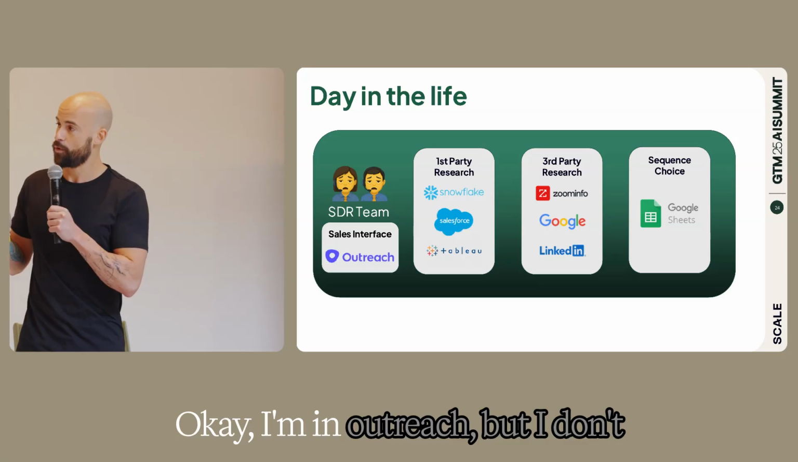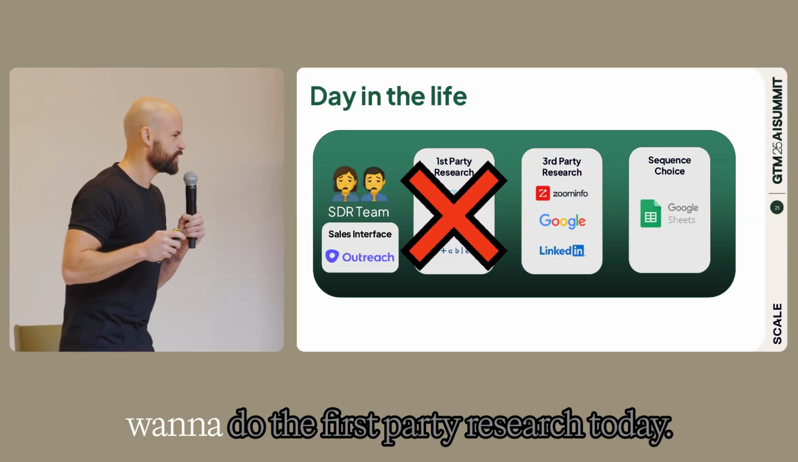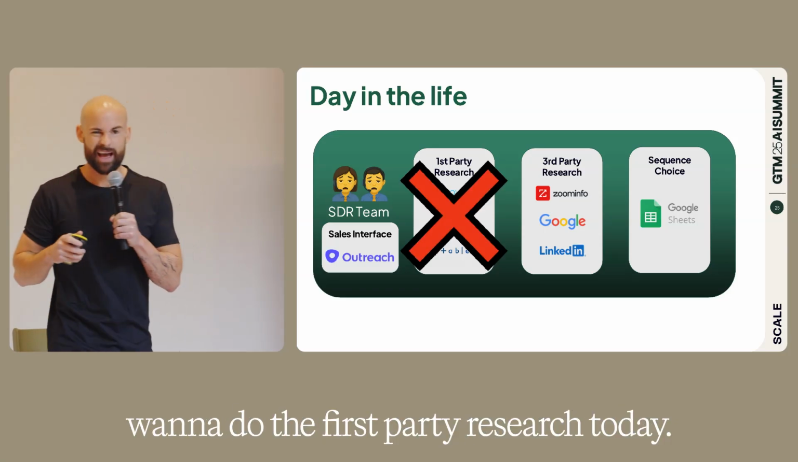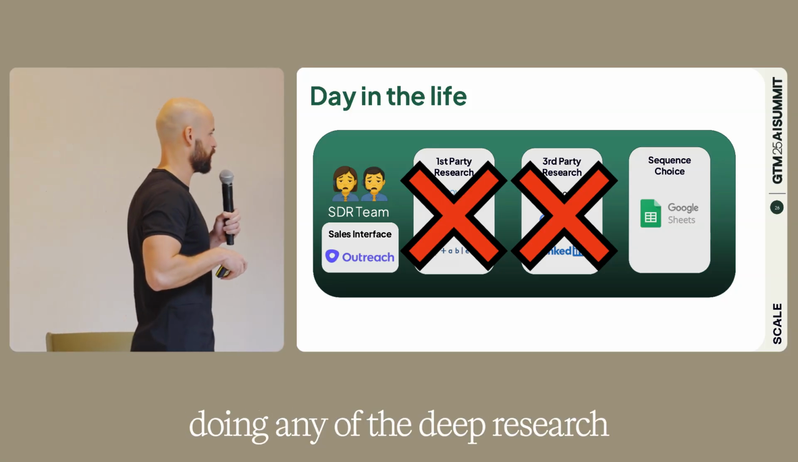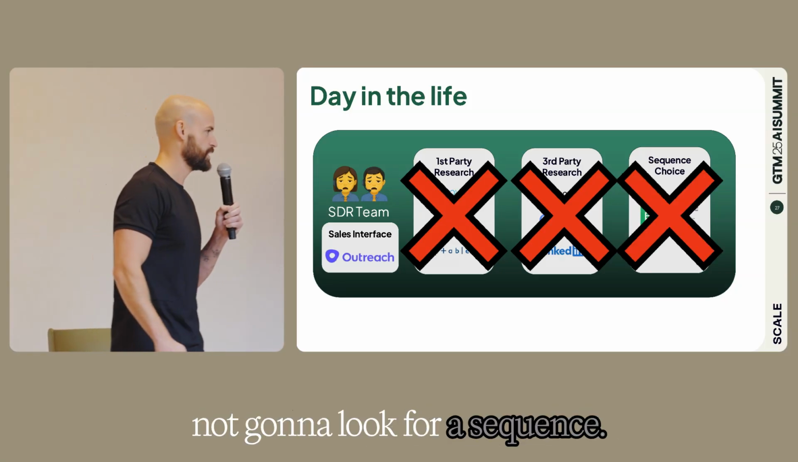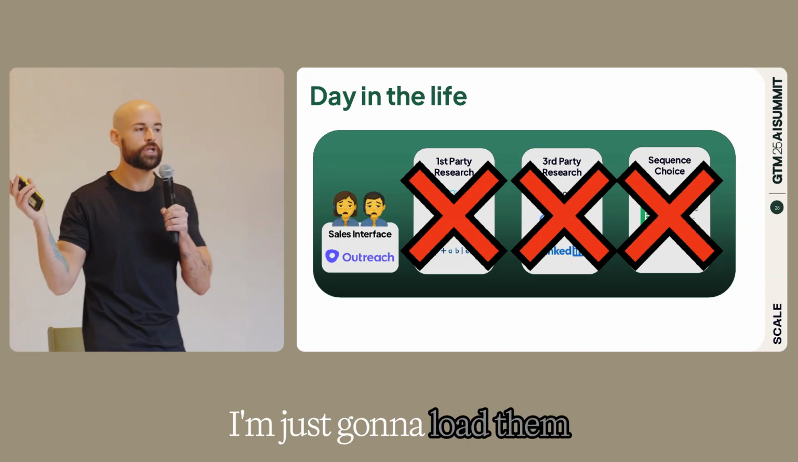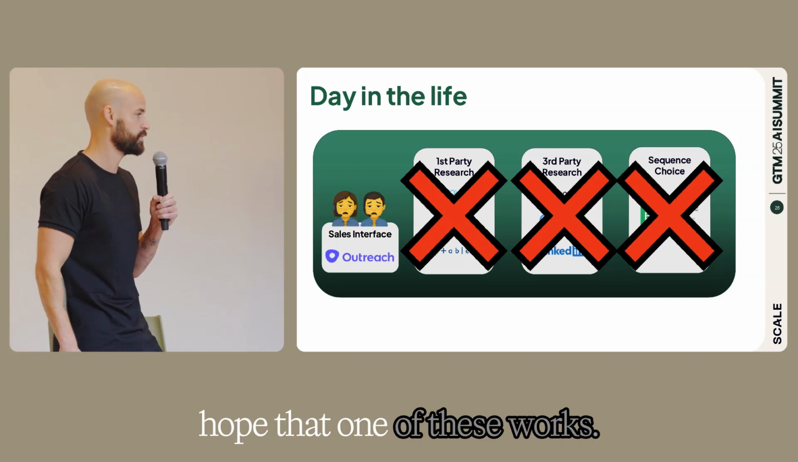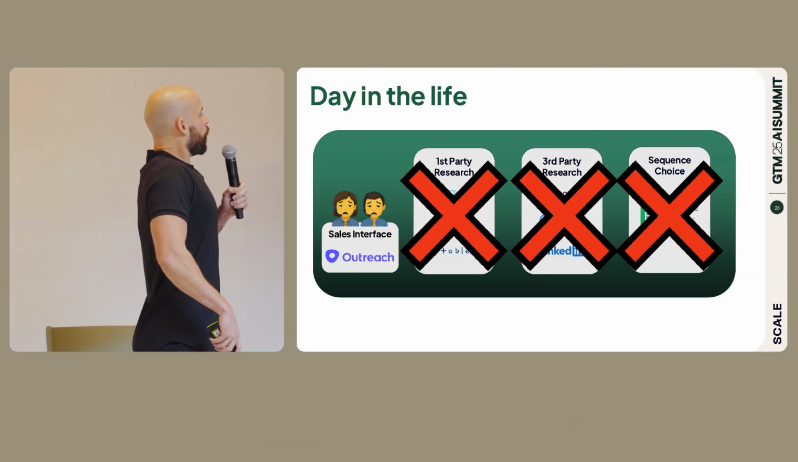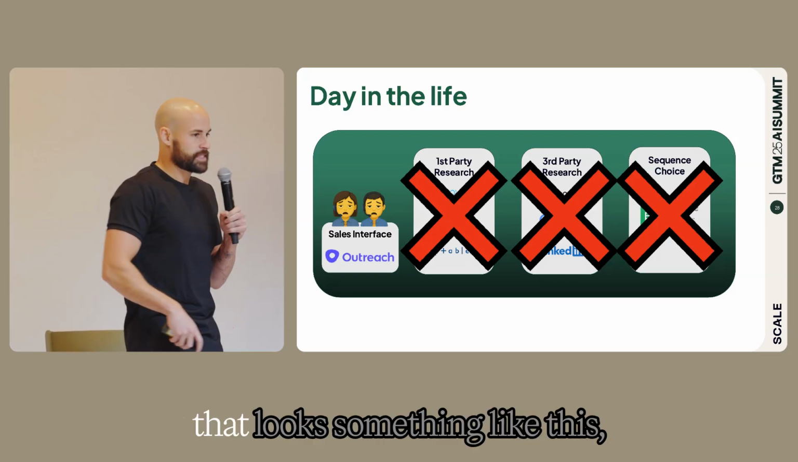Okay, I'm in Outreach, but I don't want to do the first party research today. I don't really feel like going and doing any of the deep research on third party research. And I'm not going to look for a sequence. I know what all of them are. I'm just going to load them into the sequences that I'm familiar with and just pray and hope that one of these works. The outcome of this is an email that looks something like this.